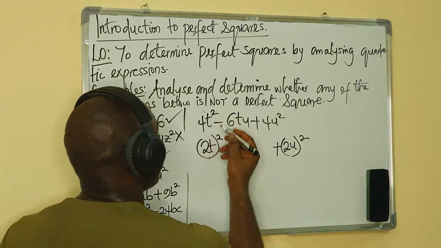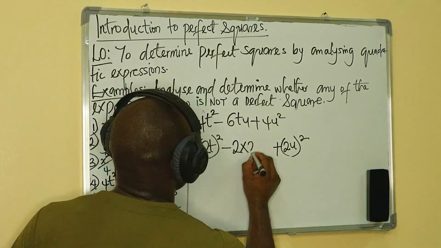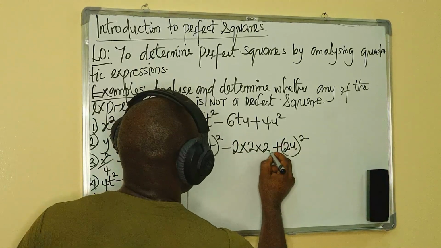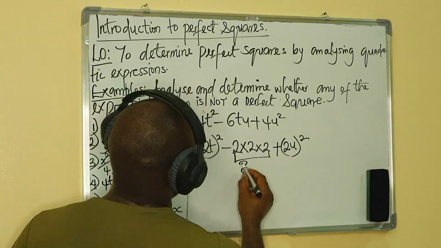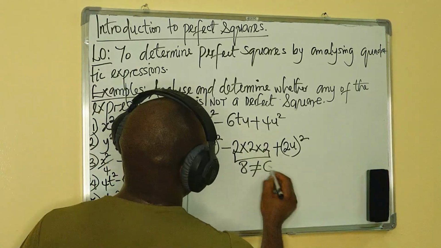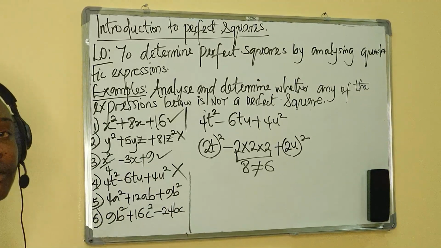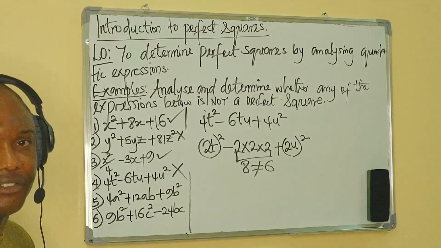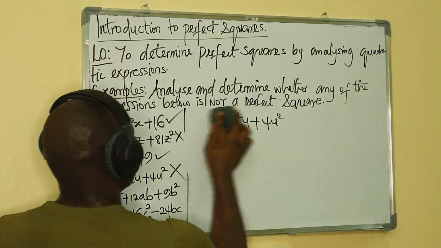So the first term and the last term prove true to the analytical test of perfect square. But what about the middle term? Let's see. Can this prove true? 2 times 2 times 2. What does this show? 2 times 2 times 2 gives us the answer 8. 8 is not the same thing as 6, which we have up here. So this is not a perfect square. Do you see how to test that? It's not difficult, isn't it? Let's see a little further for the next example.